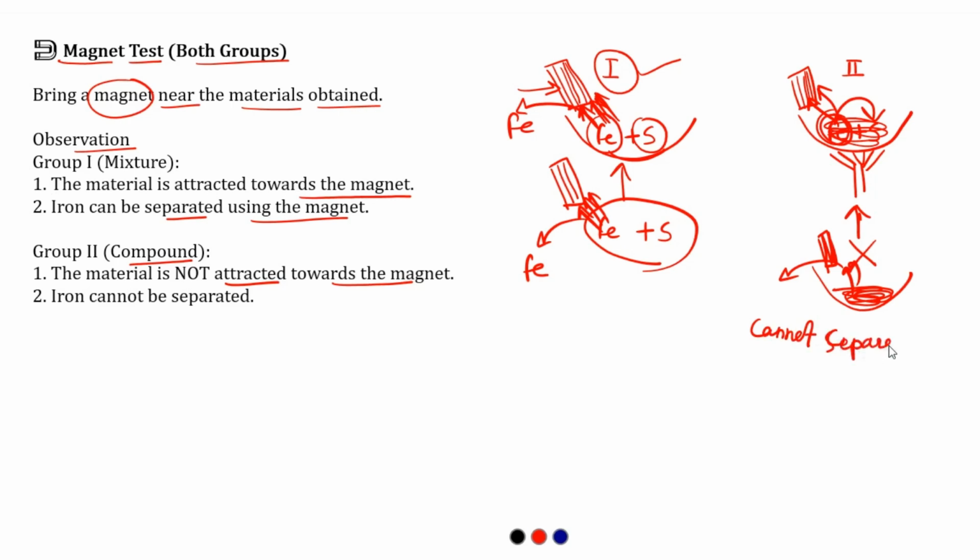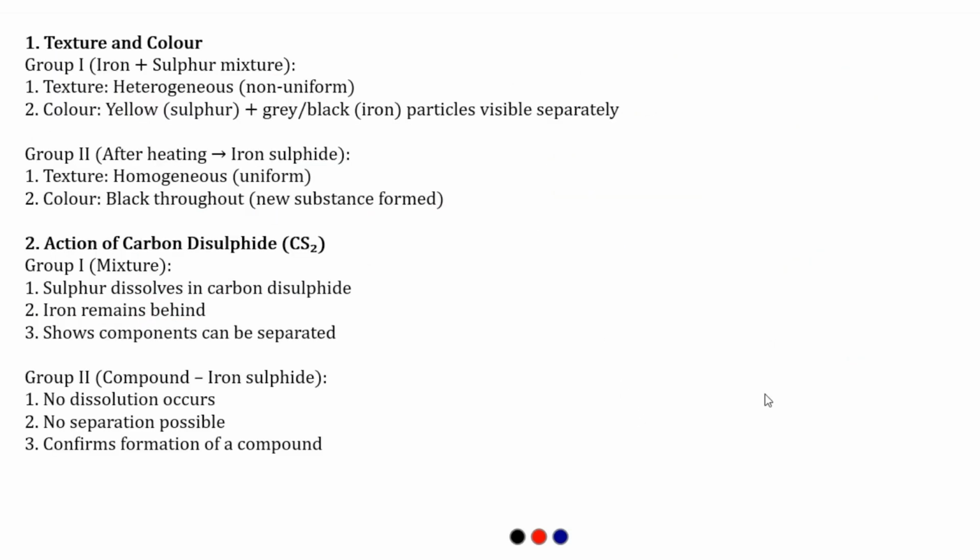Let me write it here. Separate iron. Already I have written it in the notes. You can see here, iron cannot be separated. So this was the observation when we did the magnet test for both the groups. Now we will see the next. Now the next we are going to see is texture and color.